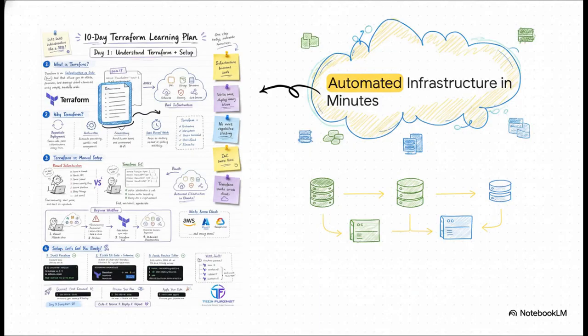So instead of a weekend of clicking, a single configuration file, like your main.tf, becomes the literal blueprint for your entire architecture. With just a few lines of HashiCorp configuration language, or HCL, you can provision networks, compute instances, and storage buckets in literally minutes. And because Terraform is cloud agnostic, this exact same approach works across AWS, Azure, Google Cloud, you name it.